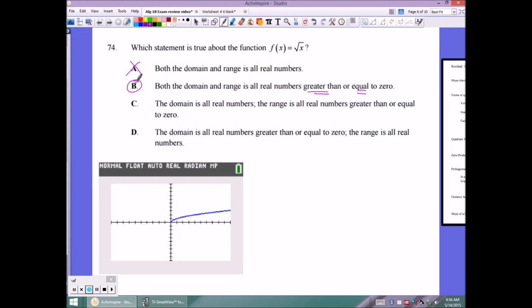Let's just double check the next two, because sometimes you're going to have things, maybe not on the final exam, but it's a good idea to check and make sure you don't think two are true. The domain is all real numbers. The range is all real numbers greater than or equal to 0. No, we already decided the domain can't be all real numbers. The domain is all real numbers greater than or equal to 0, but the range is all real numbers. No, not possible. So neither the x or the y goes all the way. So it has to be B as the answer.